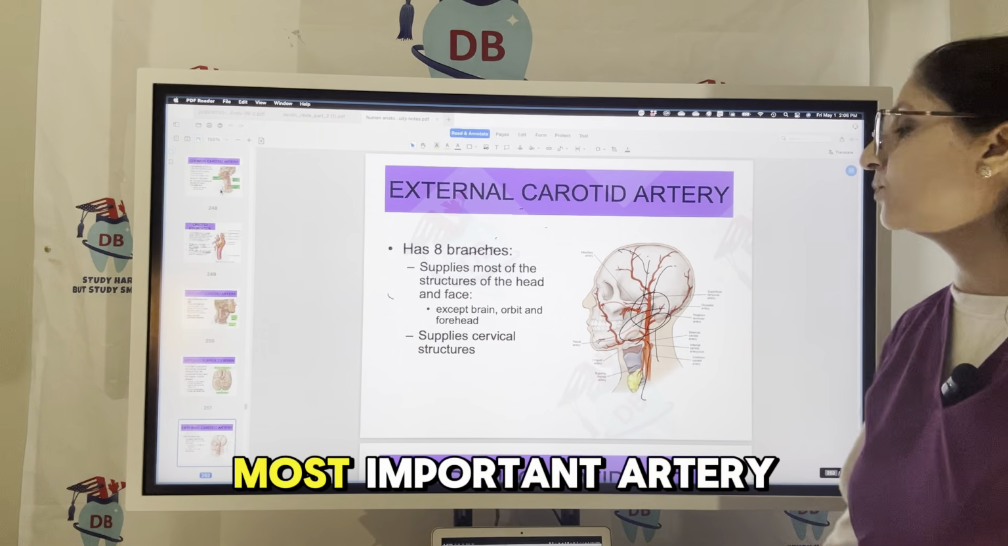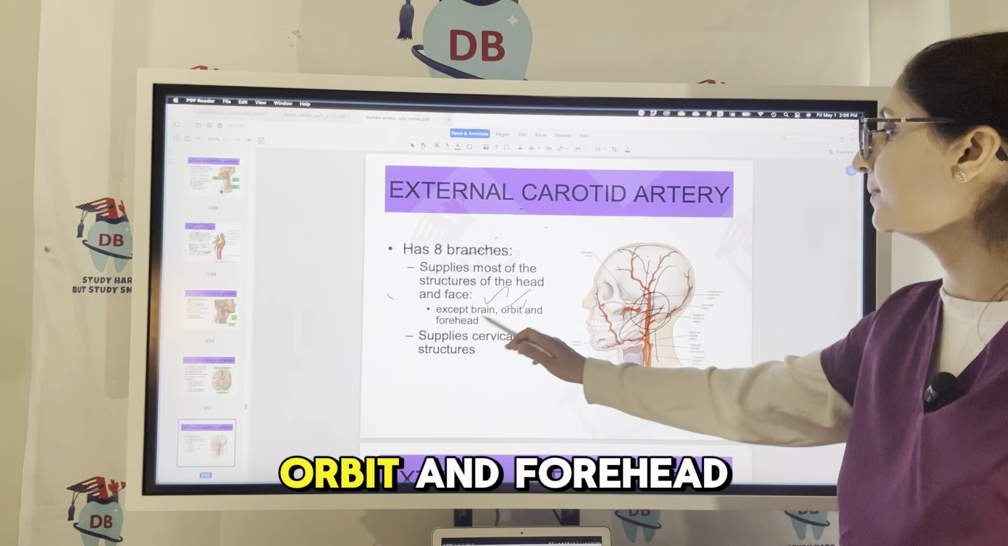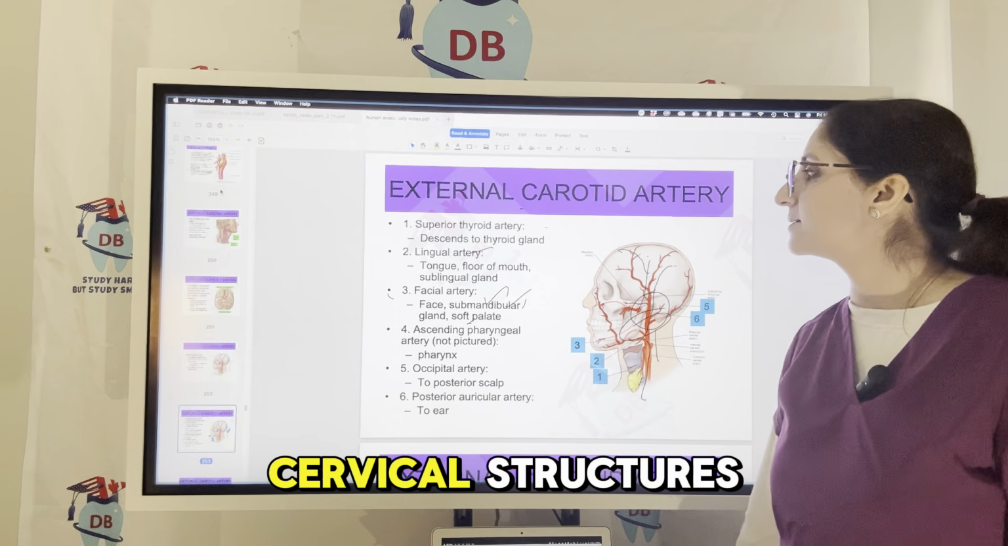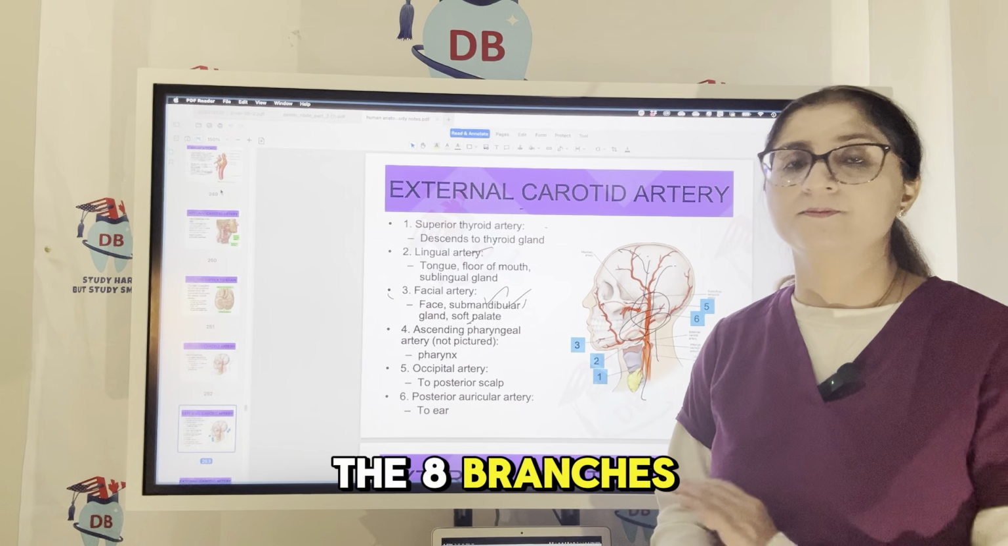The external carotid artery is the most important artery for the face. It has 8 branches and supplies most of the structures of the head and neck except the brain, orbit, and forehead. It supplies your cervical structures. So these are the branches, students, that we have of the external carotid artery. The 8 branches, very, very important.